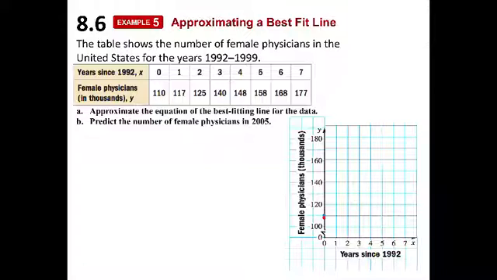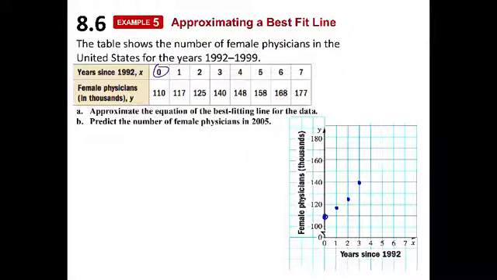That'll be all right. So in 1992, so 0 years after 1992, there are 110. So we're going to do halfway between 100 and 120. After 1 year, so 1 year after 1992, there are 117. So we're going to put it closer to 120. At 2 years, there's 125, so halfway between 120 and 130. At 3 years, there's 140, which is nice. That falls exactly on a point.